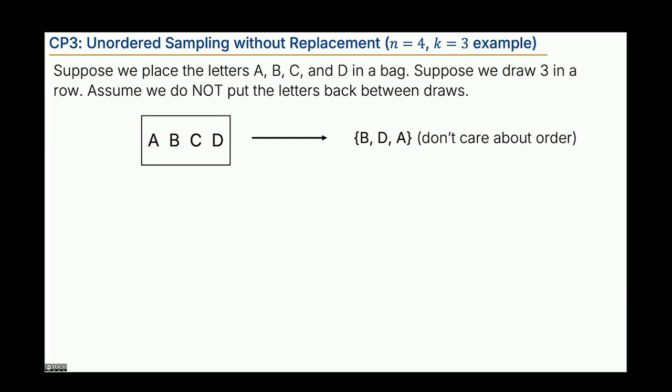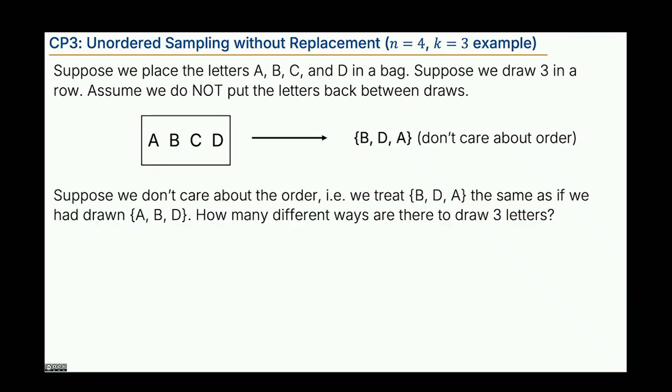So this is a set. We have B and D and A. We don't care about the order. So now the question is, say we don't care about the order. Okay, we treat BDA the same as ABD. How many different ways are there to draw 3 letters?